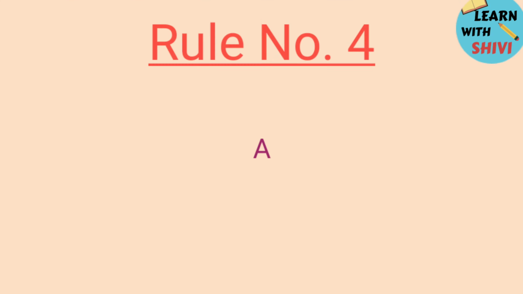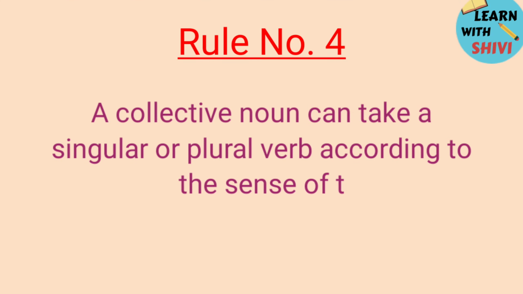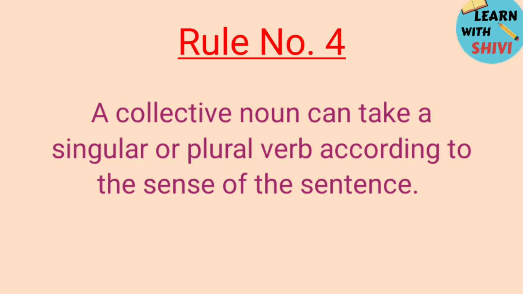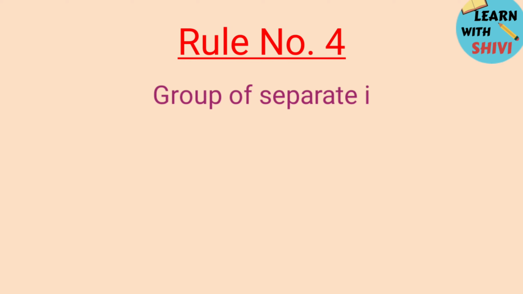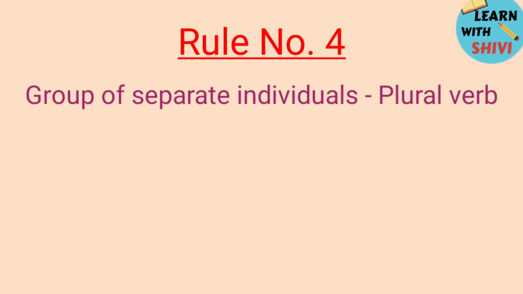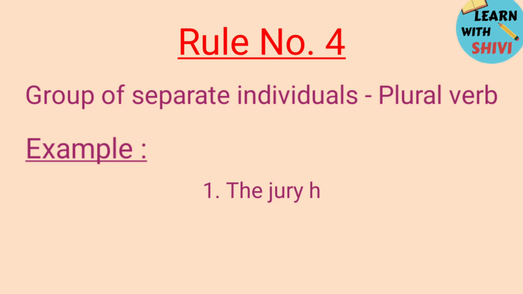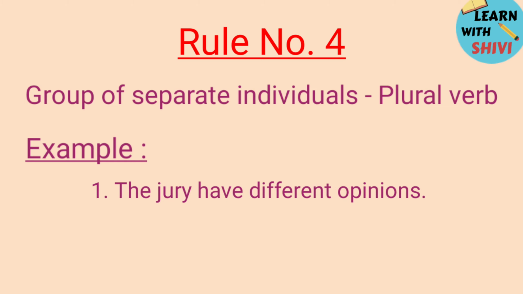Rule number 4. A collective noun can take a singular or plural verb according to the sense of the sentence. When we talk about a group consisting of separate individuals, we use a plural verb. For example, the jury have different opinions. In this sentence, our subject, the jury, is used as a group consisting of separate individuals. Hence, the verb used with it is plural in form.